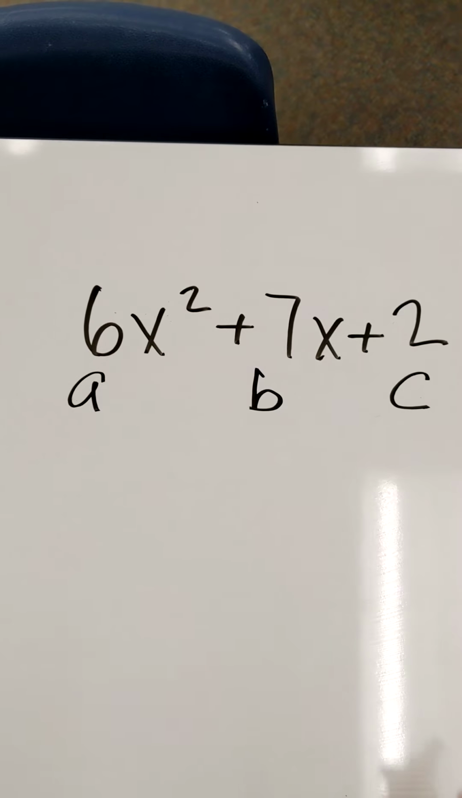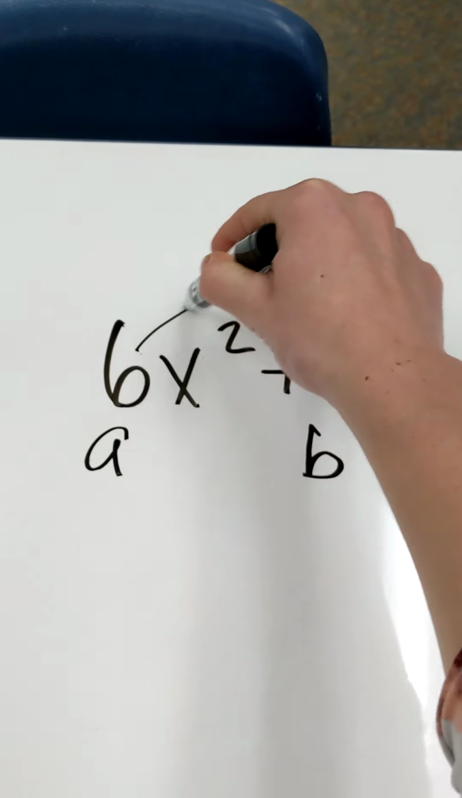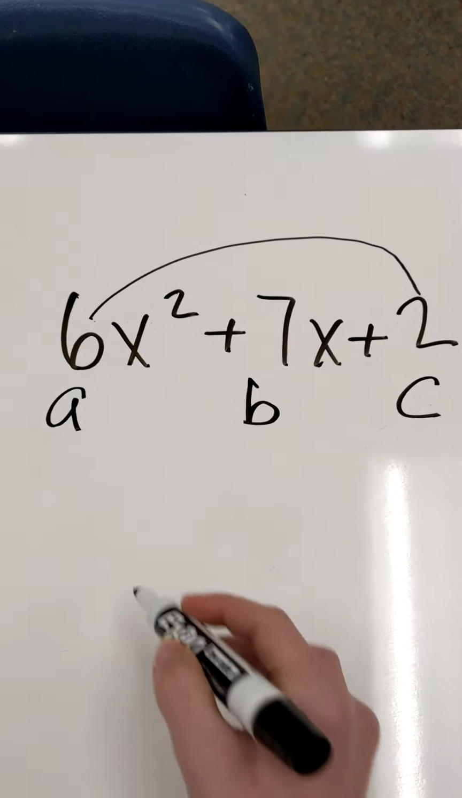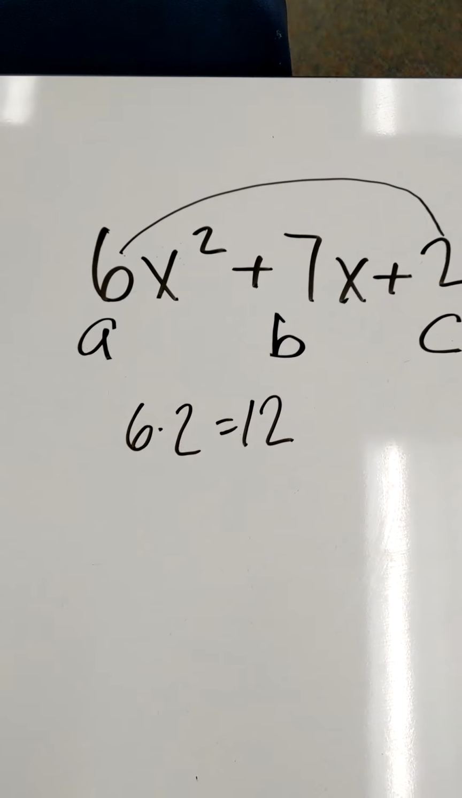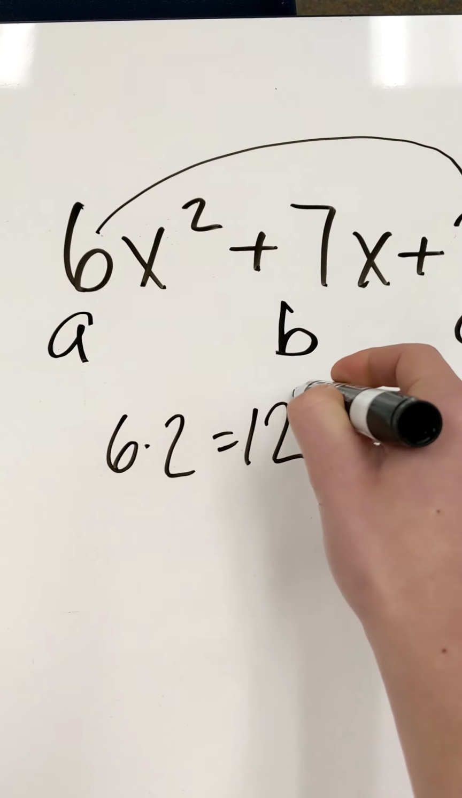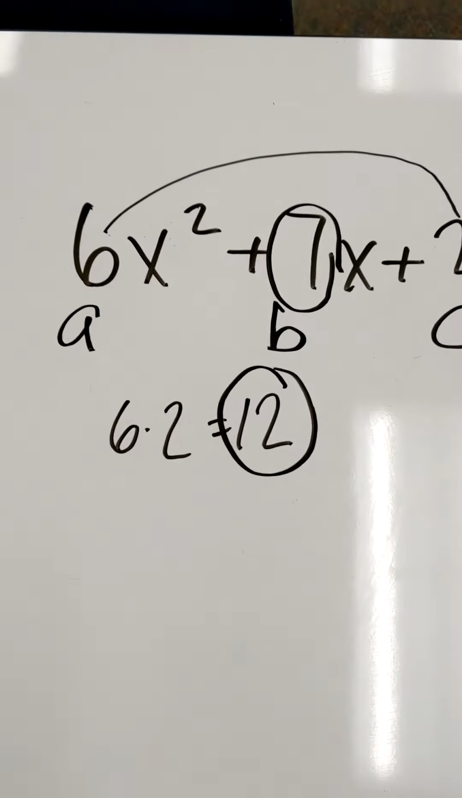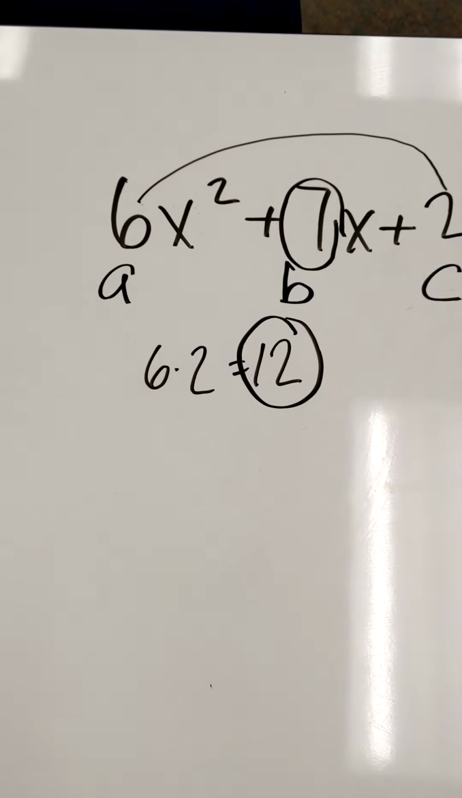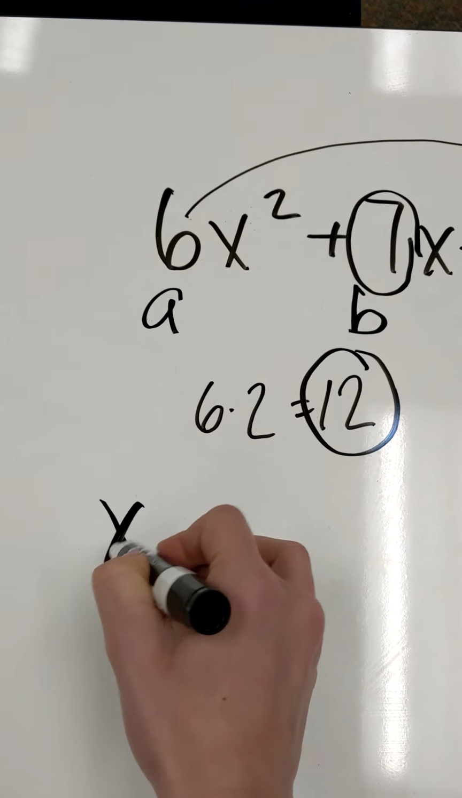Then what you need to do is take a and c, and multiply those two numbers. So we're going to multiply 6 times 2, and we get 12. Now we're going to use that number, and we're going to use b to help us get the two numbers that we need. So our two numbers need to multiply to be 12.